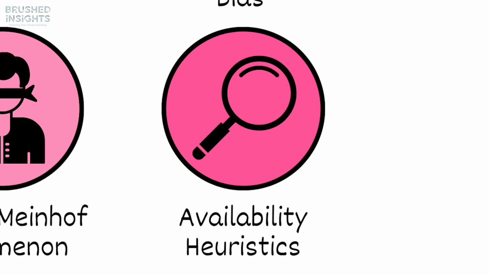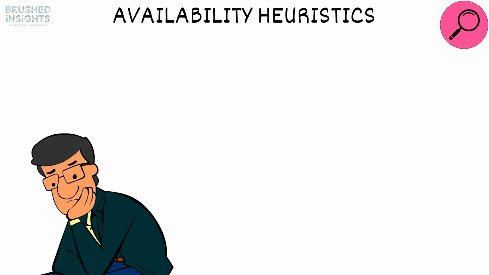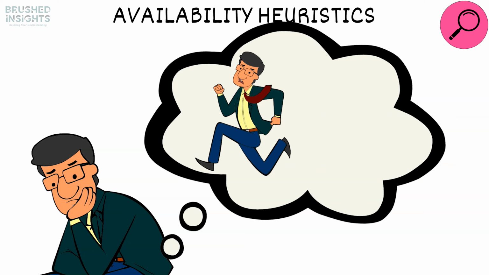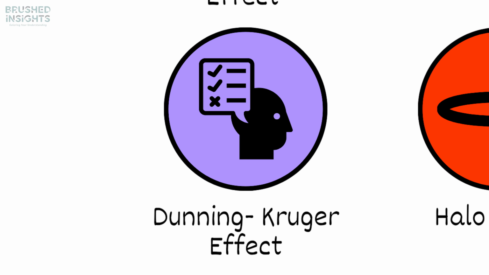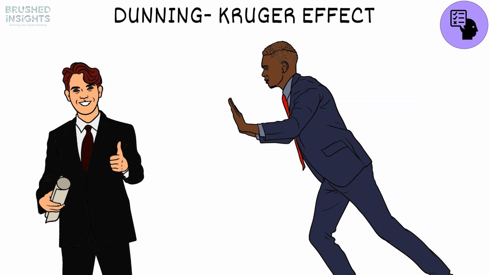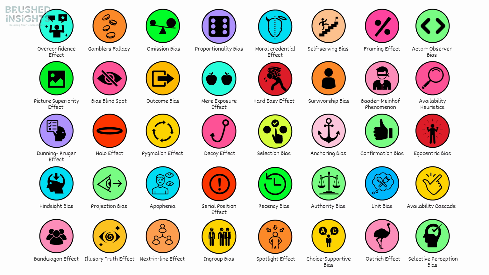Availability heuristic. The availability heuristic is the inclination to overestimate the probability of events that readily come to mind. The accessibility of memories can be influenced by their recency, unusualness, or emotional intensity. Dunning-Kruger Effect. It is the inclination for inexperienced individuals to overrate their own competence, while experts tend to underestimate theirs. Halo Effect.